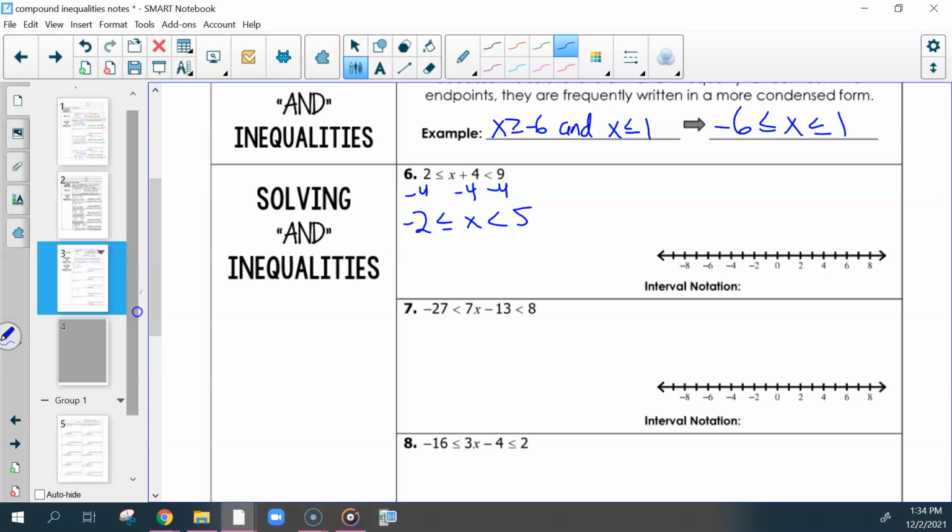Wait, so what we were doing for OR, we are not doing here? We are applying this to everything. We're not solving them separately. Did that answer your question, Garrett? Yeah. Okay.